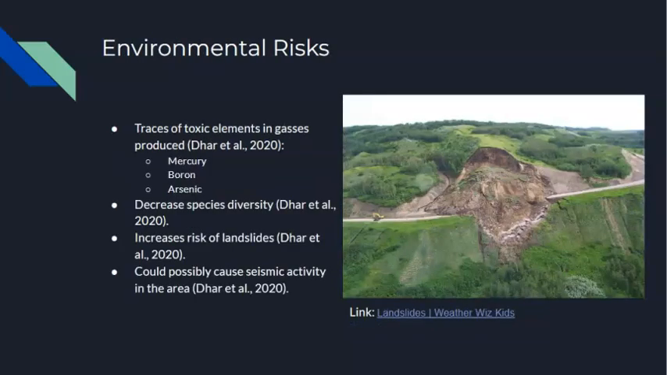Then there are the environmental risks. So from the toxic gases that geothermal power plants produce, traces of toxic elements in those gases, such as mercury, boron, and arsenic, have been found. The construction of geothermal power plants has also been found to cause a decrease in species diversity, not just through the impacts that geothermal power plants have through what they produce as a result of their production, but also through the construction of those plants as well, as it does take away some habitat of local wildlife.